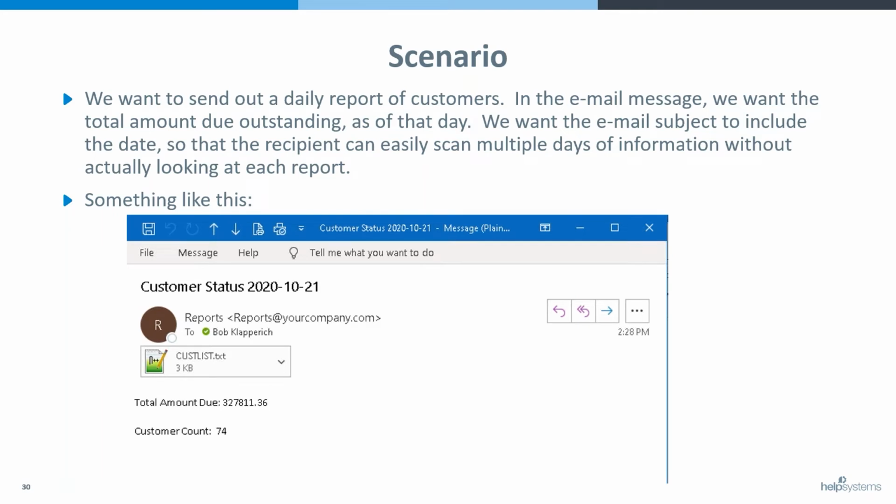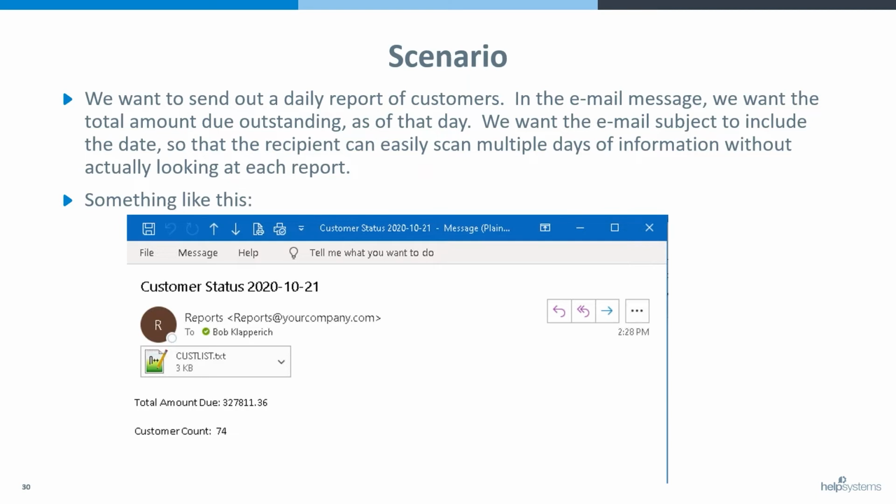So in this case, let's say we've got a daily report that we want to send out. And it has maybe an internal list of customers with accounts receivable balances. And in that email, we want to give the recipients some summary information in the body of the email, such as the accounts receivable balance for the entire company, and the number of customers who owe us money. And then in the subject of the email, we want to put the date, just so that the end users have a good reference point as far as what date the report was generated on. And what we might see is something like this.